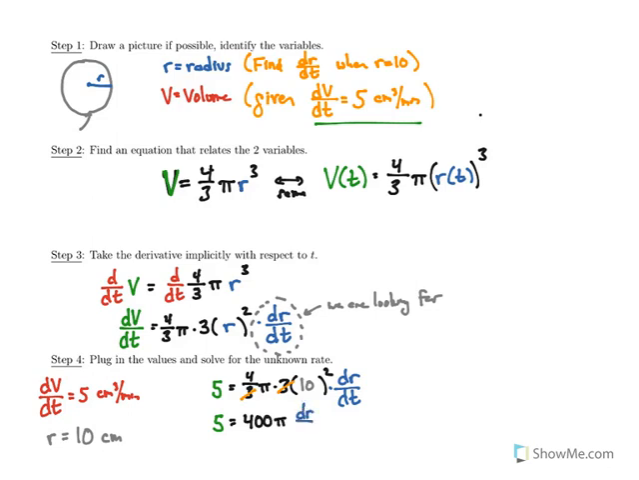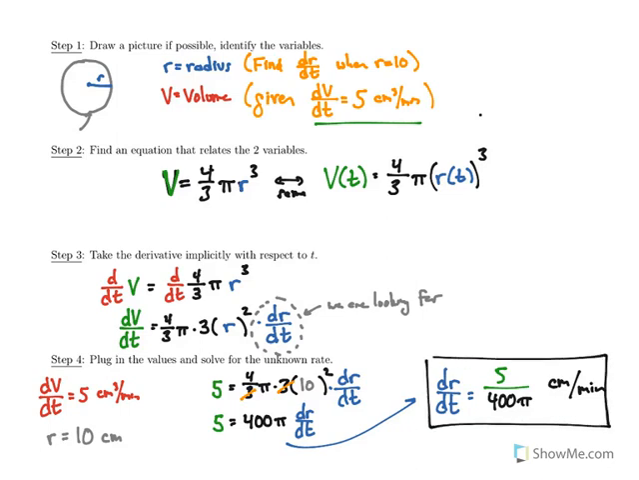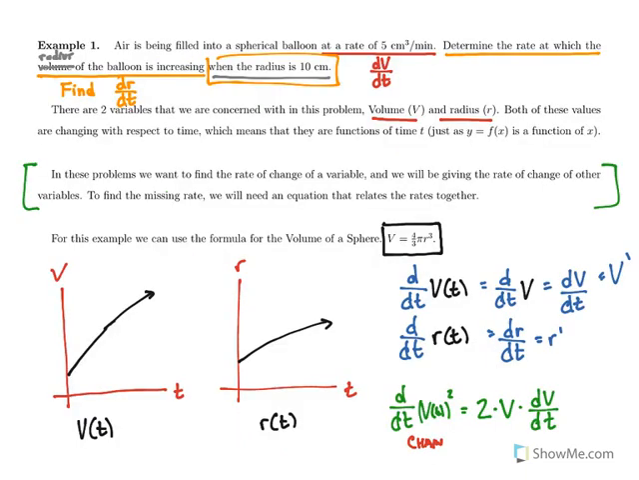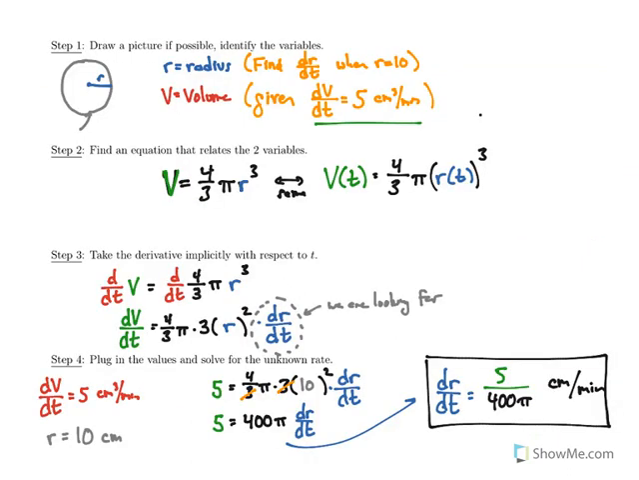dr/dt, the derivative of the radius. And we can write everything as the derivative of the radius is 5/400 pi. And the units are going to be centimeters per minute. And that is our answer. We found the rate at which the radius of the balloon is increasing when the radius is 10 centimeters. That derivative might be different if we asked for a different radius value. In fact, it would be. But that's going to be our derivative value there.